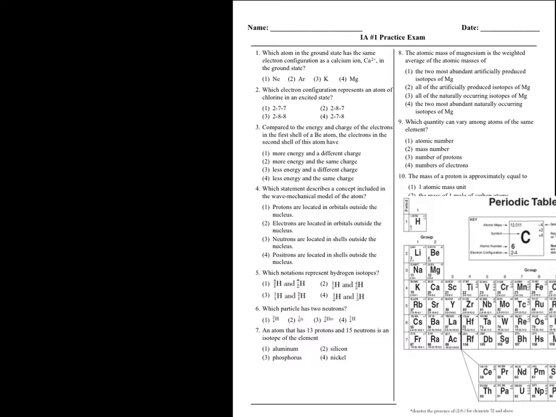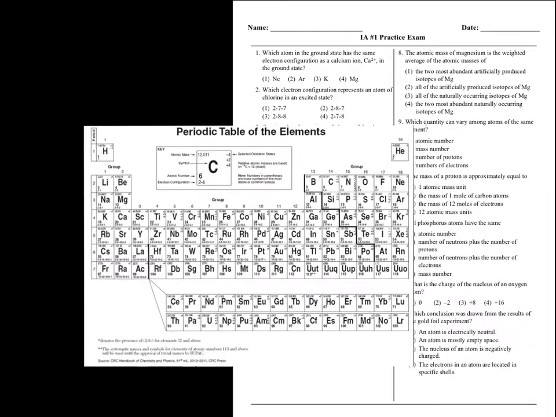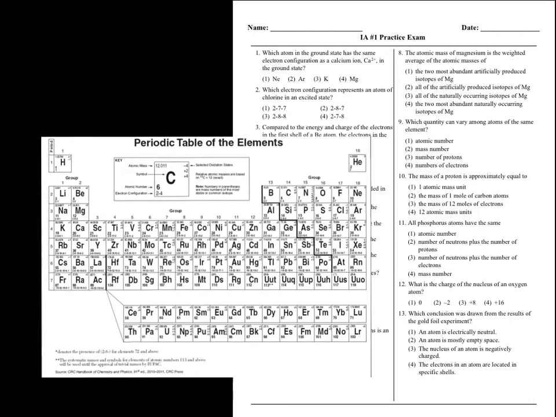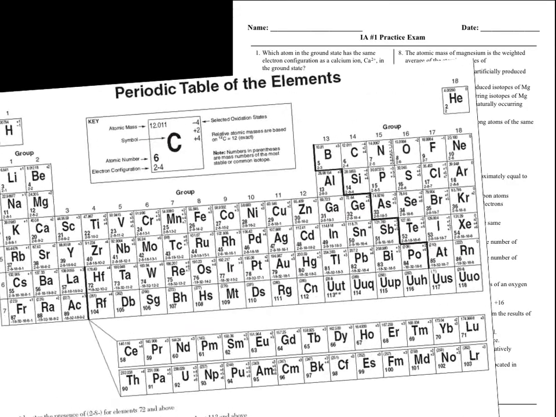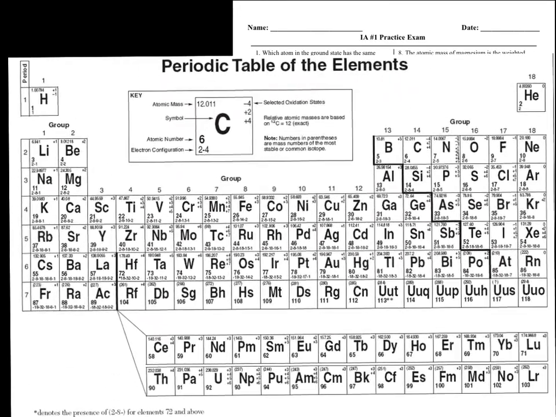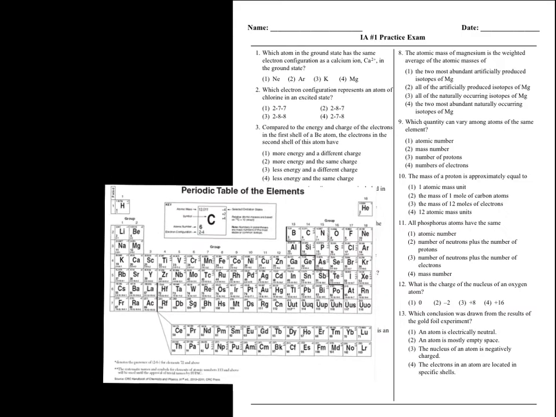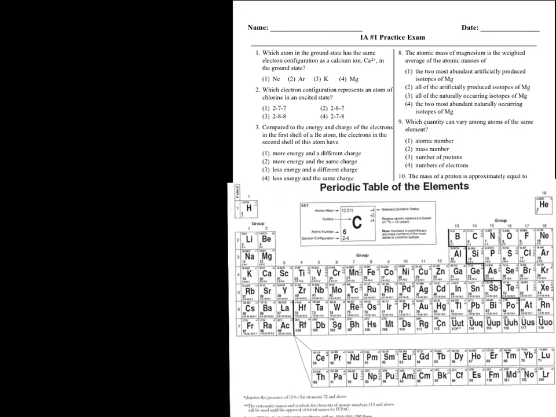Alright, so number 1, which atom in the ground state has the same electron configuration as a calcium ion, Ca2+, in the ground state? That's a lot to do. Alright, so first let's pull out our reference table. Find calcium. I need to expand this. Okay, calcium is right here, number 20. So let's decrease the size of this and find our electron configuration.